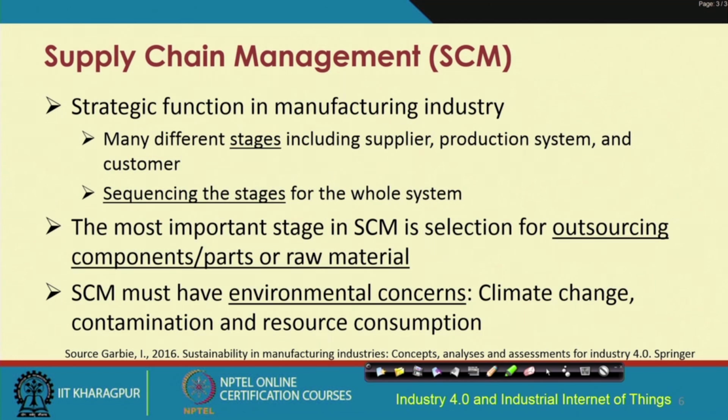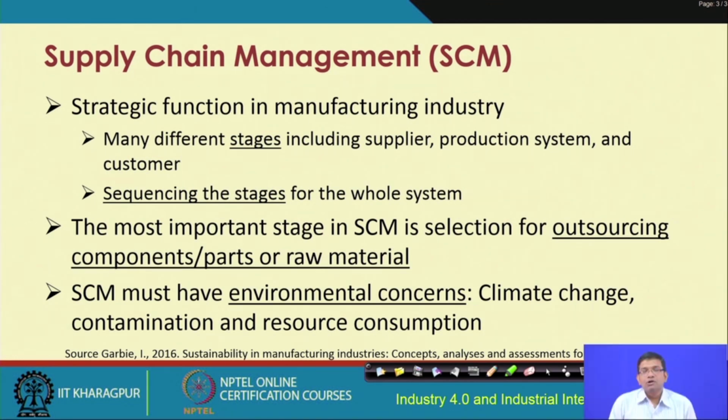Supply chain management talks about consideration of the different stages through which the production system goes, starting from the production till the supply. It is a strategic function in any manufacturing industry. In these manufacturing industries there are different suppliers, the production system as a whole and different customers, and each of these together go through different stages.